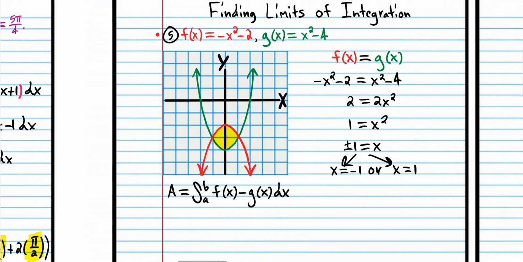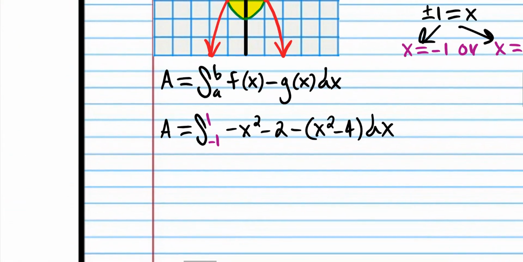Okay, so there's our master formula. We're going to write negative 1 and positive 1. Just to drive the point home, I'm going to make these purple. You don't have to use colors, of course. So we have f of x, and we're going to subtract g of x. Right?